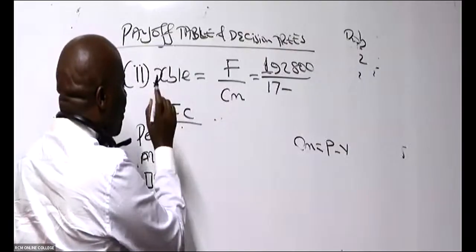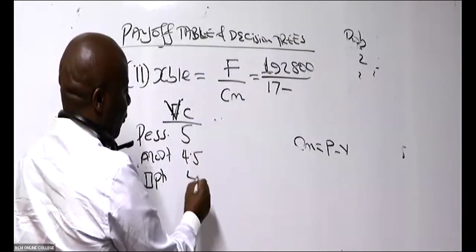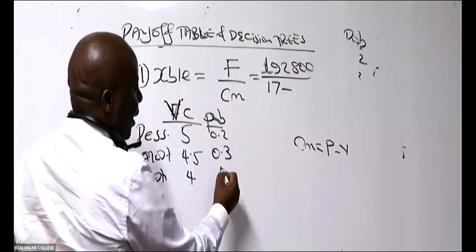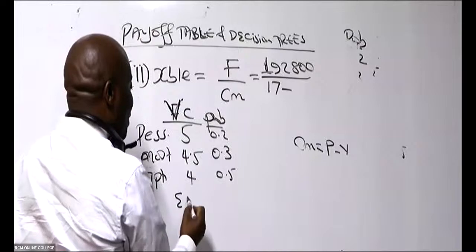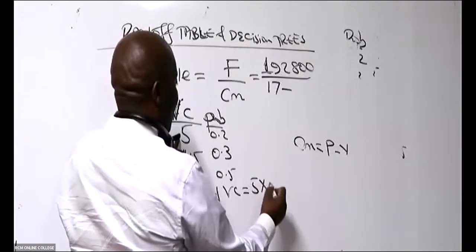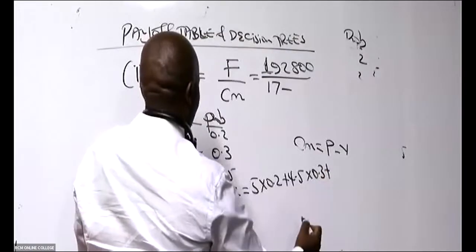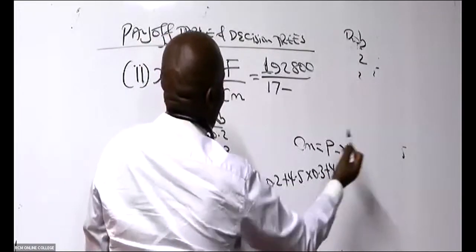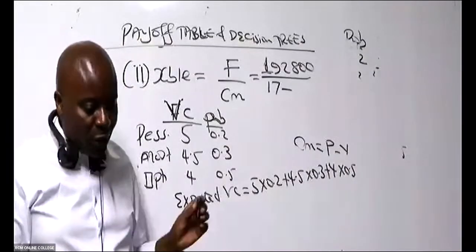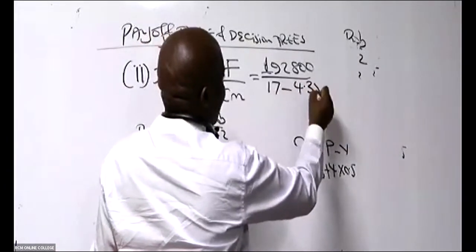Not fixed cost, but variable cost. Sorry for that. 5, 4.5, 4. Probabilities are the same: 0.2, 0.3, 0.5. So come and give me the expected variable cost, which will be 5 times 0.2 plus 4.5 times 0.3 plus 4 times 0.5. Which will give us what figure here, somebody? 4.35. So 17 minus 4.35.